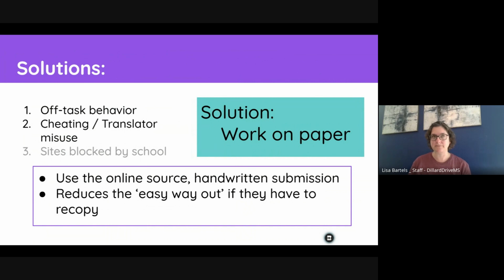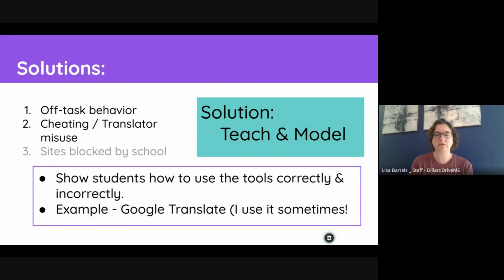If students are tempted to just go to Google Translate and copy and paste it over, they still can copy from Google Translate, but at least they have to take the time to handwrite it out, this nonsense thing that they don't know what it means. And it reduces some of the benefit of using that easy way out. So look for ways to hold students accountable with a handwritten assignment.